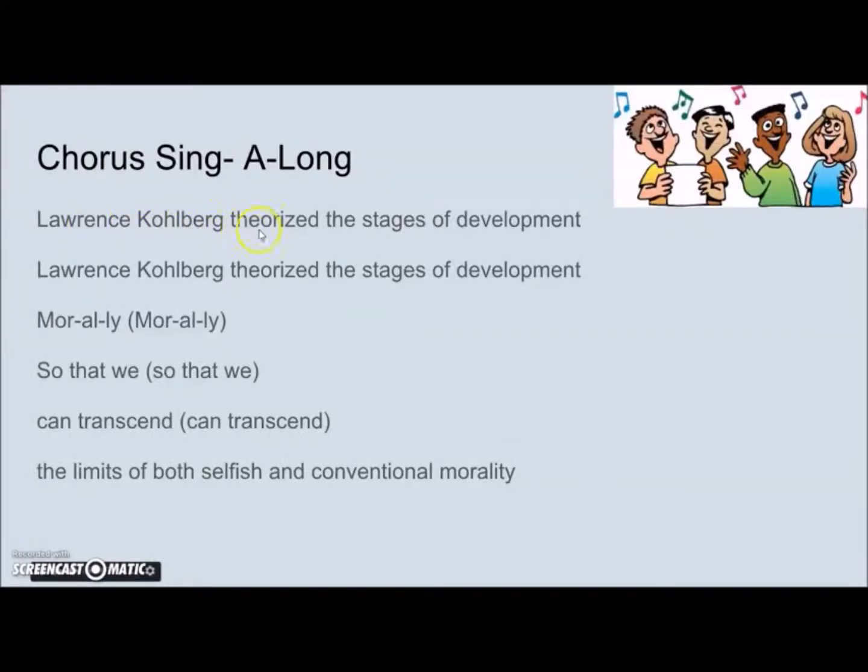Lawrence Kohlberg theorized the stages of development. Morally, so that we can transcend the limits of both selfish and conventional morality.